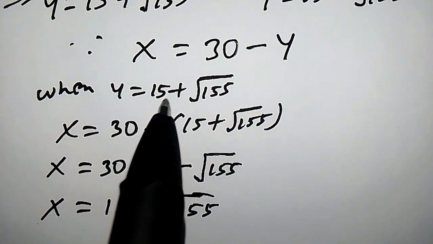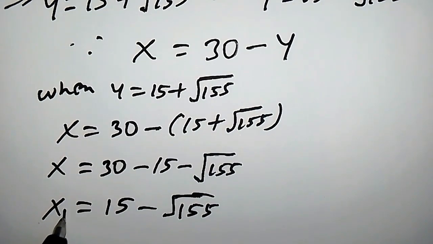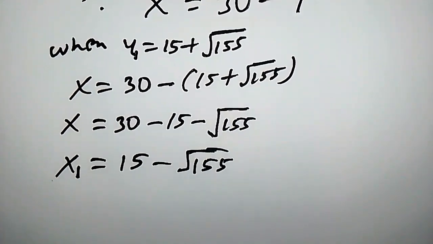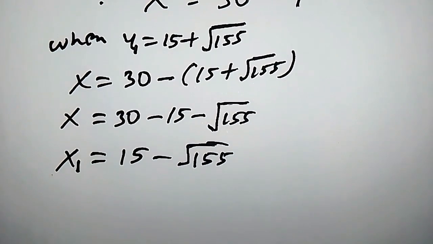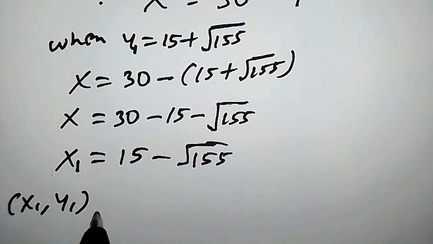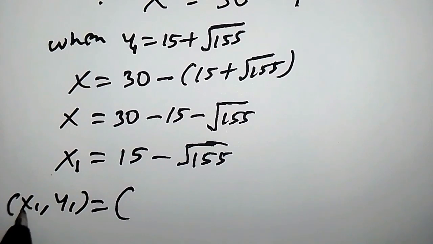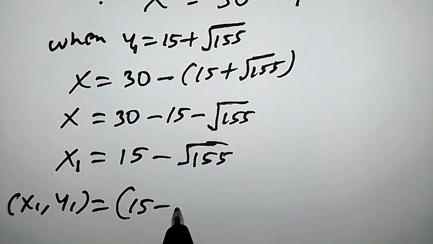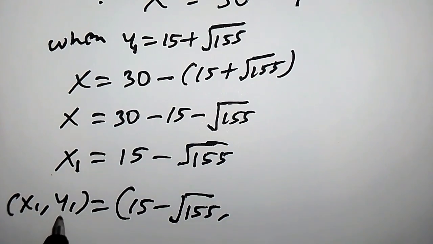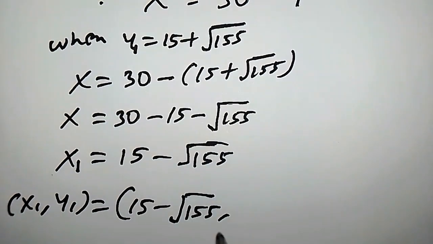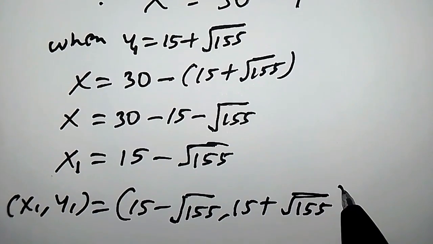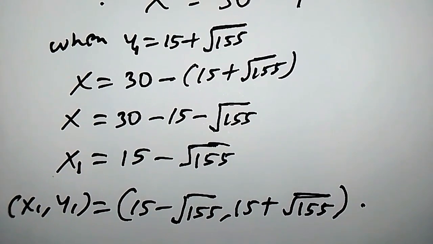And this happens to be the value of y. Let's call this x1 and this y1. This means that the first solution for this algebra problem, x1, y1, is simply equal to: x1 is 15 minus root 155, and y1 is 15 plus root 155. This is the first solution.